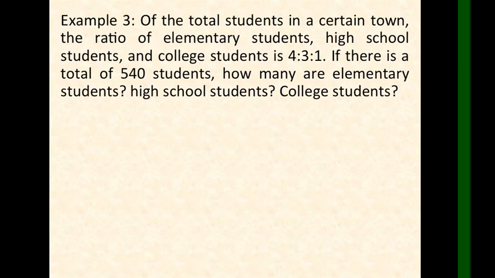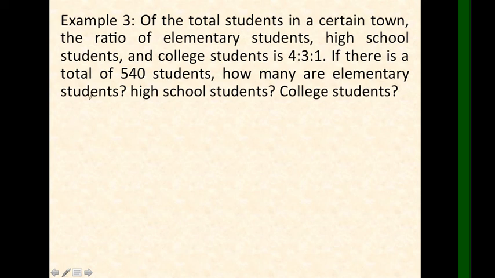Of the total students in a certain town, the ratio of elementary students, high school students, and college students is 4:3:1. So 4 for elementary, 3 for high school, and 1 for college. If there is a total of 540 students, how many are elementary, high school, and college students? So let's do a representation for this.